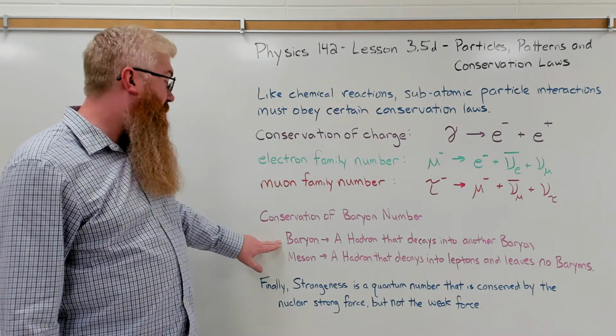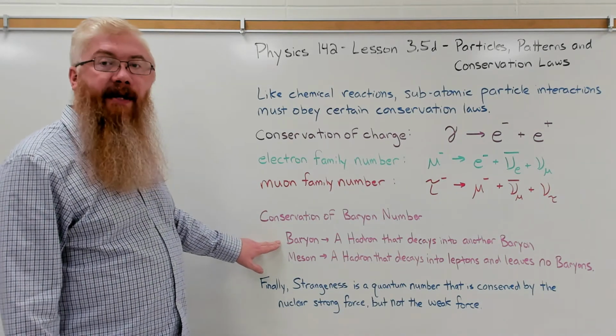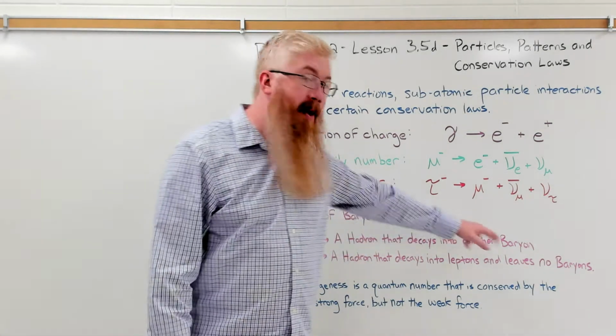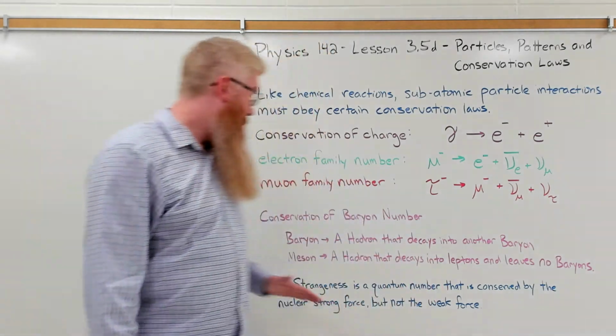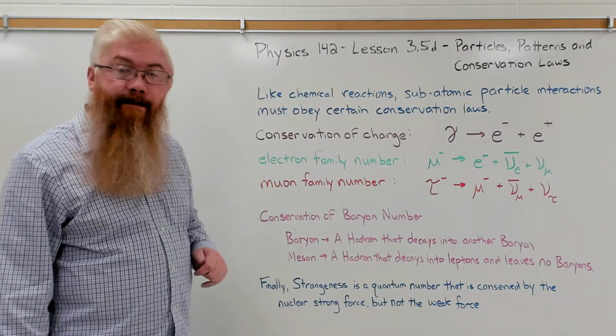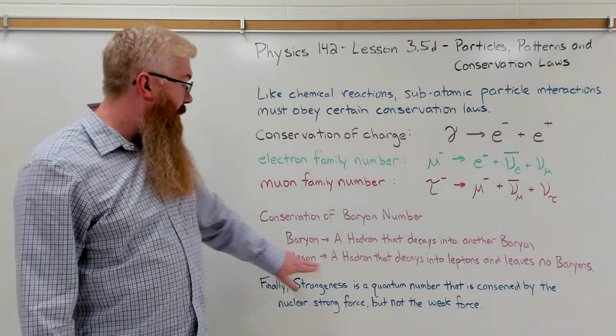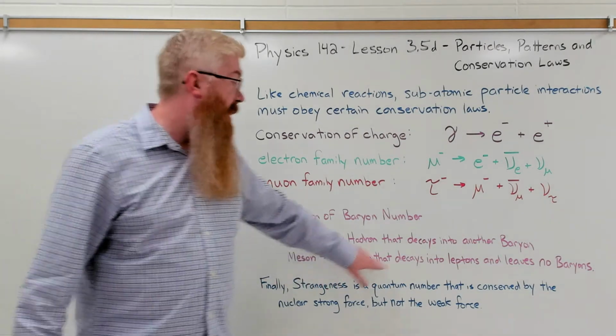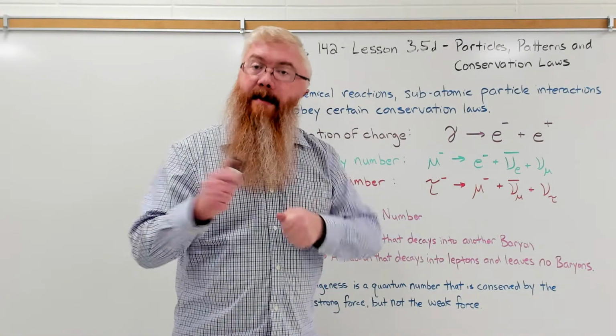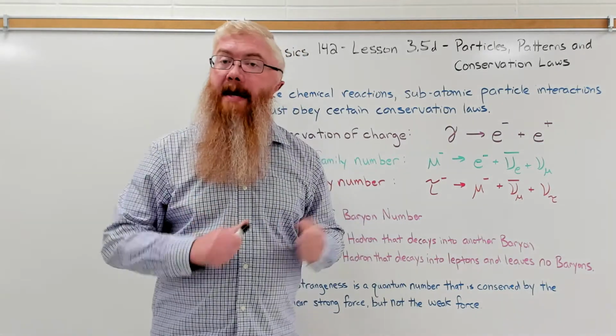Baryon number has to be conserved. So if you have a baryon in a reaction on the left-hand side, you have to have the same number of baryons on the right-hand side. Mesons are not conserved. Because if you have a meson as a hadron on the left-hand side, that will decay into leptons, so that number, meson, disappears. It's no longer a meson.